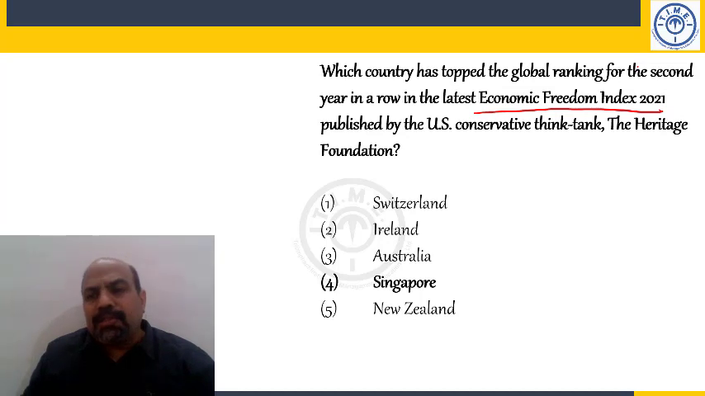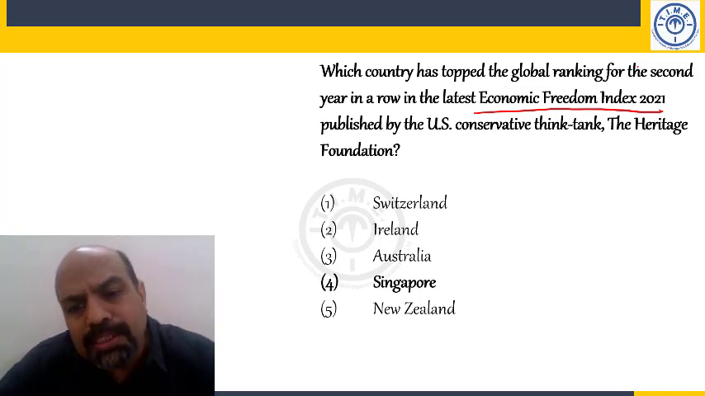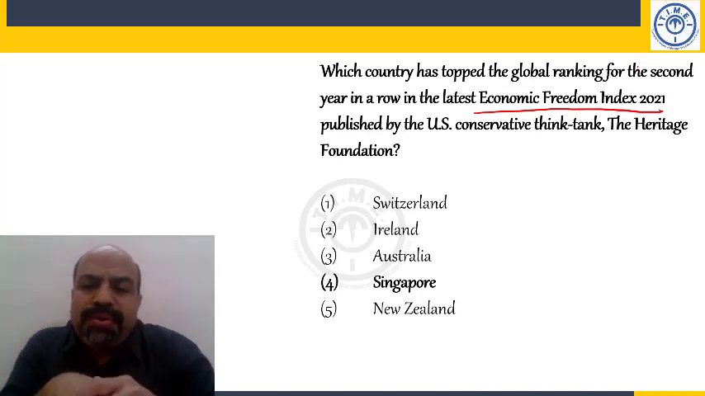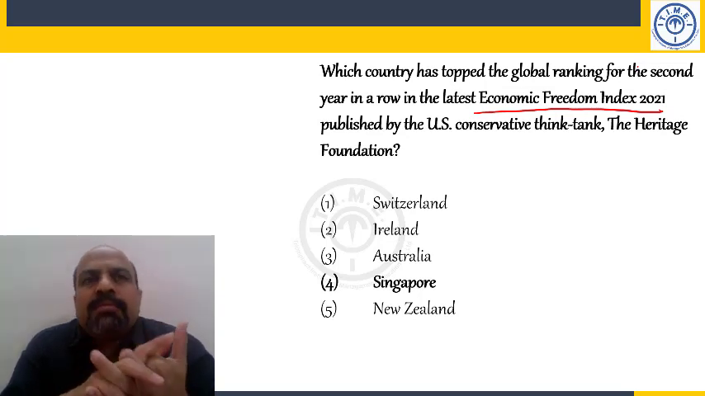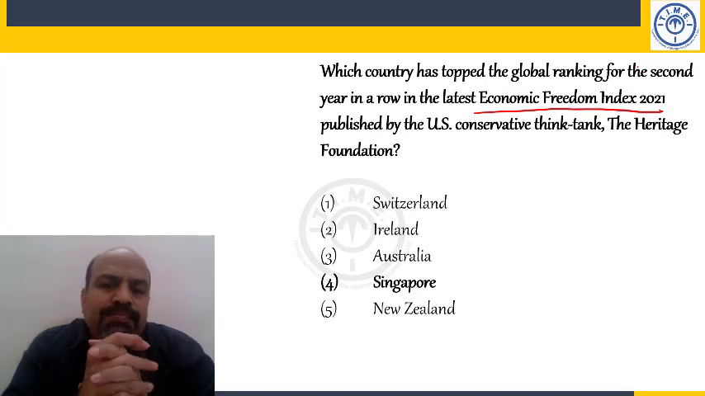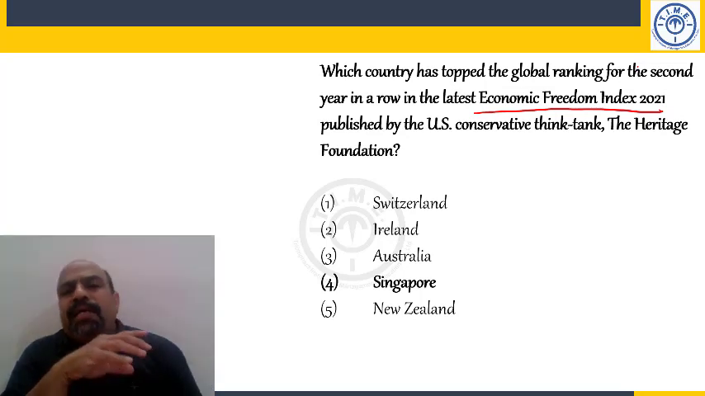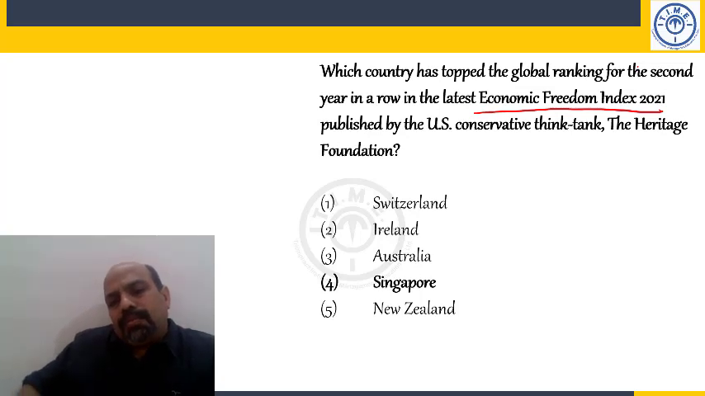Next point. Top 5 countries. 1. Singapore. 2. New Zealand. These are there in the choices, so you can read this. 3. Australia. 4. Switzerland. 5. Ireland. It's there in choice 2. Leave one nice space.